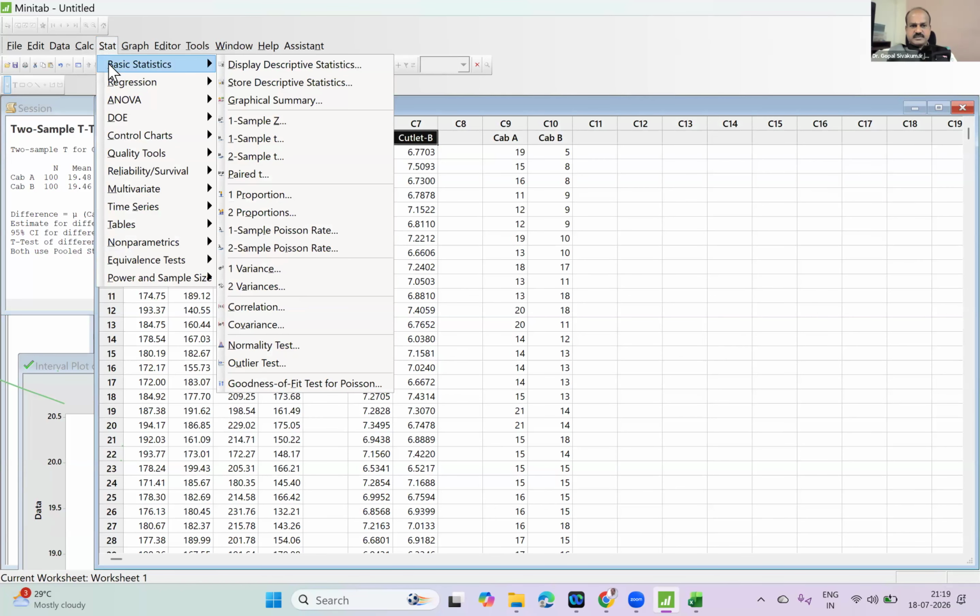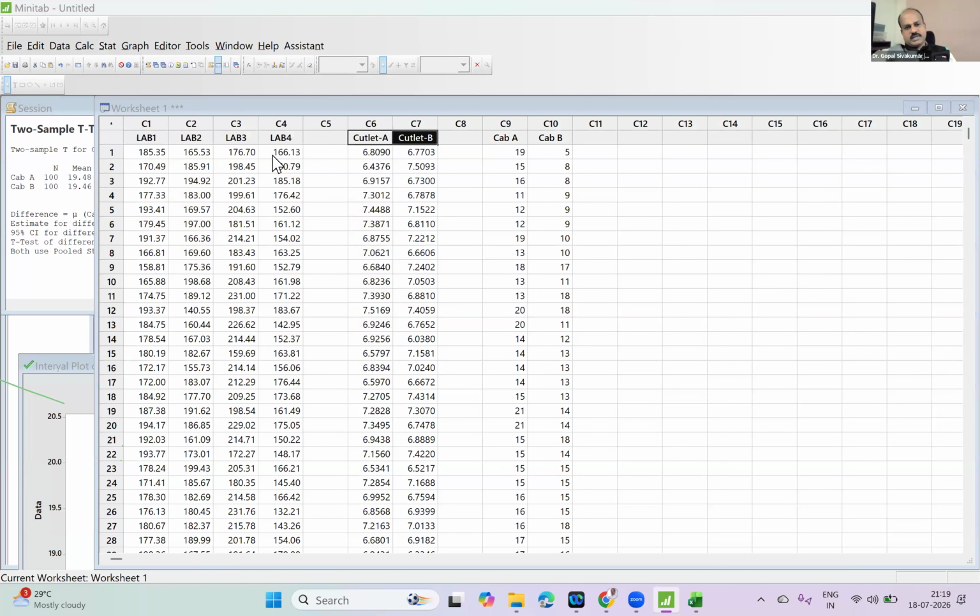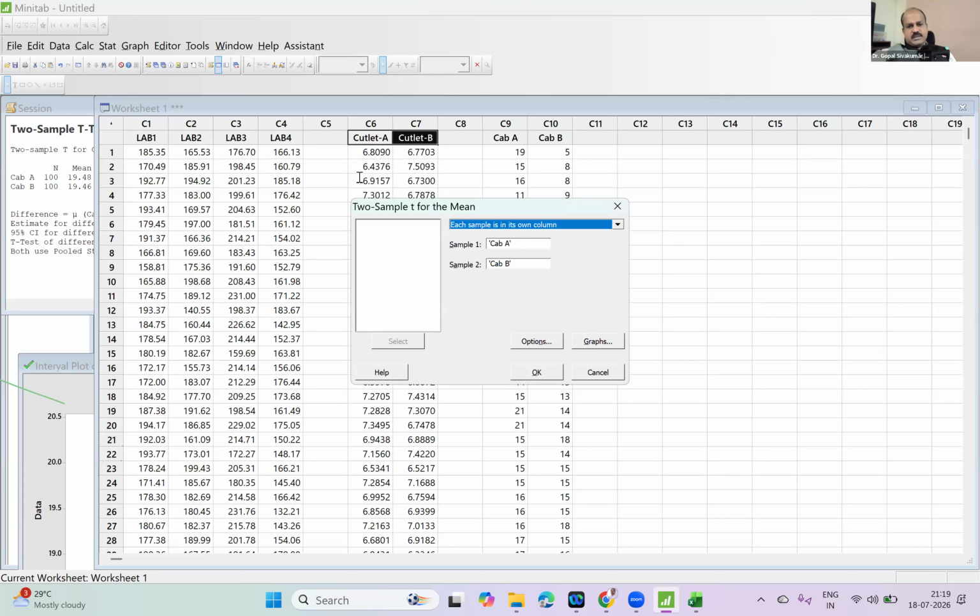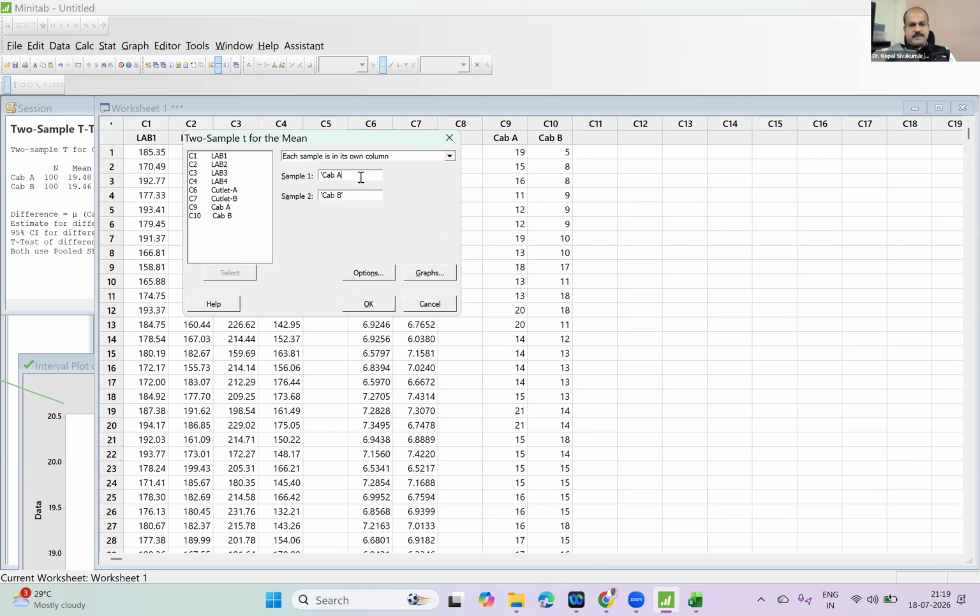Then two sample t-test. So you click that. Each sample in its own column. Cutlet A diameter for Cab A, you remove. Go to Cutlet A. Cab B, you remove. Cutlet B. Go to Options.